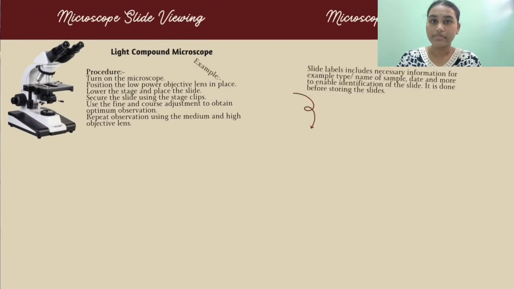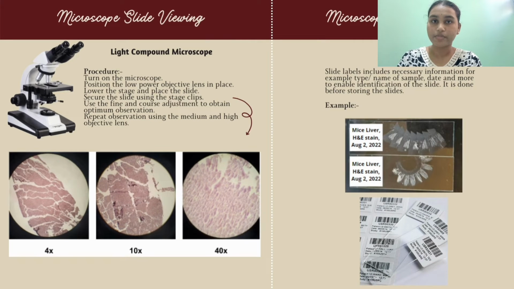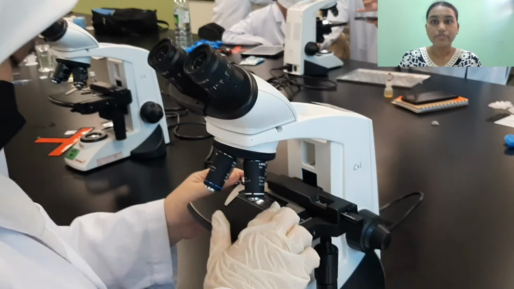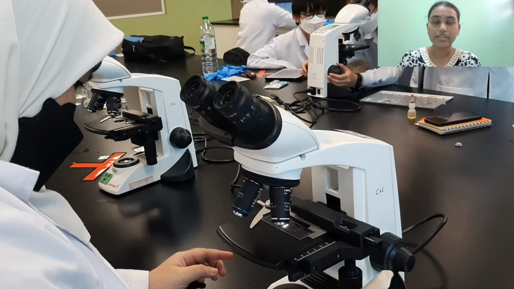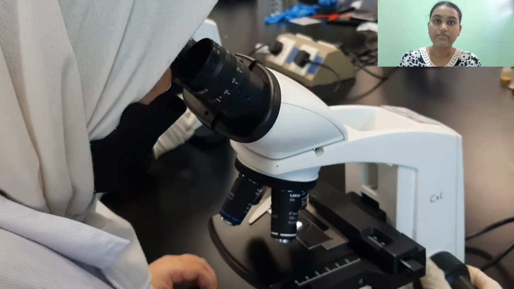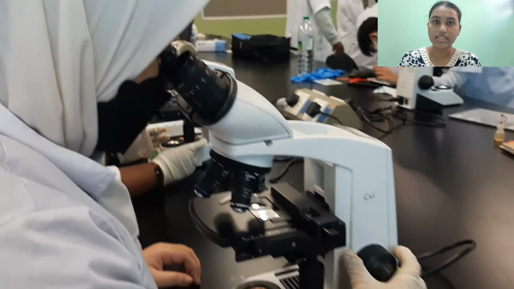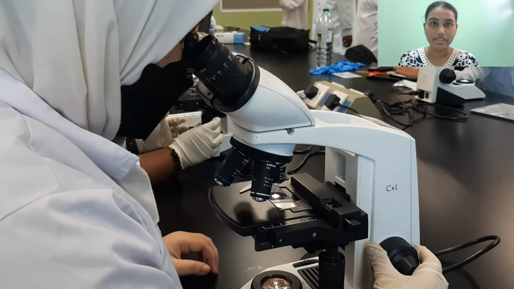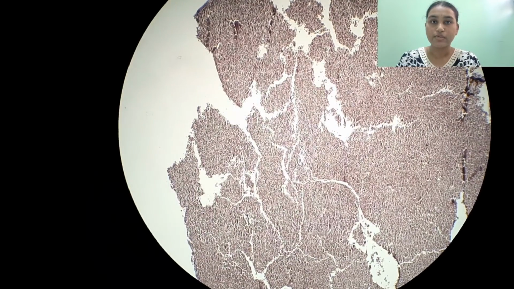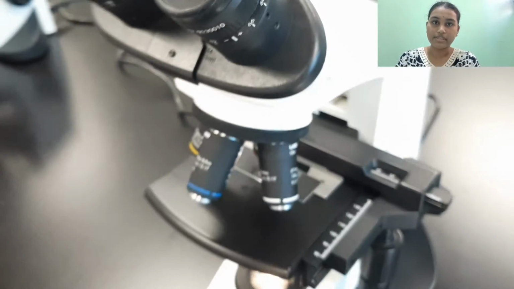Good day everyone, my name is Nithya and I'll be explaining about microscope slide viewing. We use a light compound microscope, and for this step it is important that the microscope is handled correctly. For example, the microscope should be lifted with both hands, one supporting the arm and the other supporting the base. For the observation, we first ensure that the low objective lens is in place, and then we secure the slide on the stage using the stage clips and begin the observation. The observation was repeated using the medium and high objective lenses.